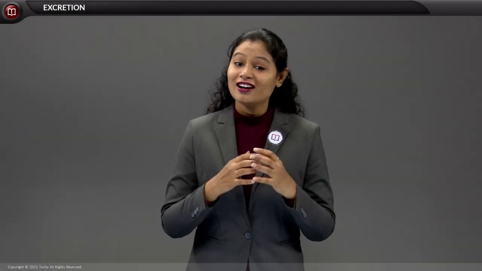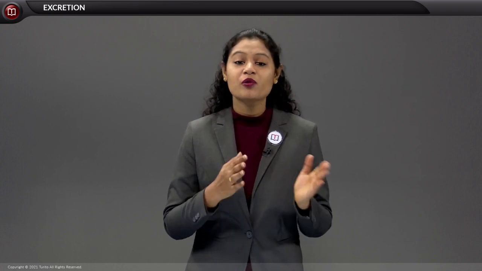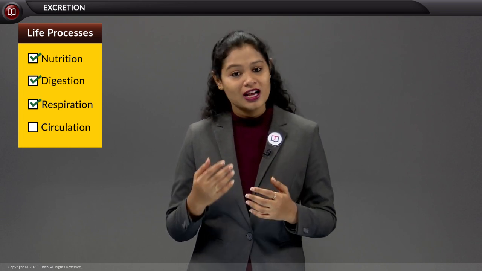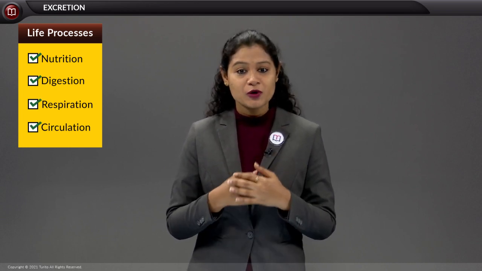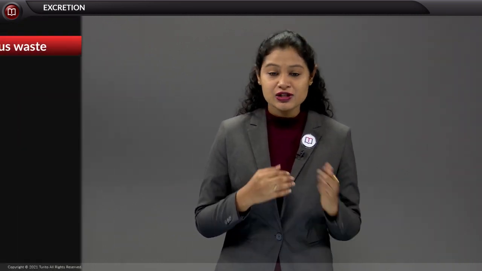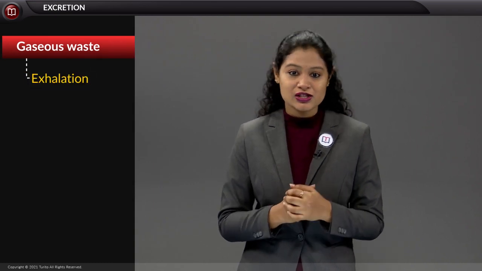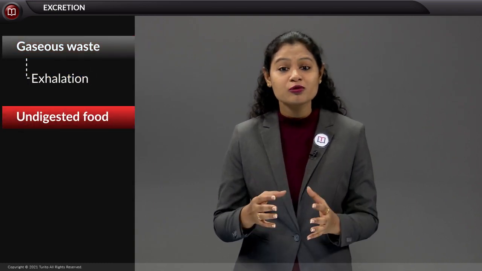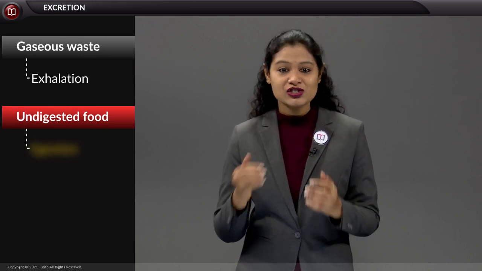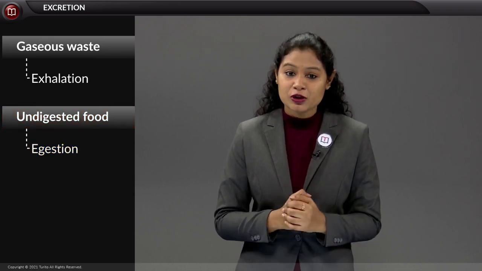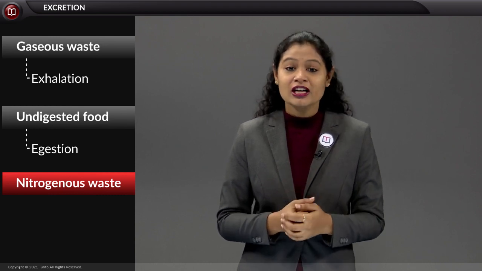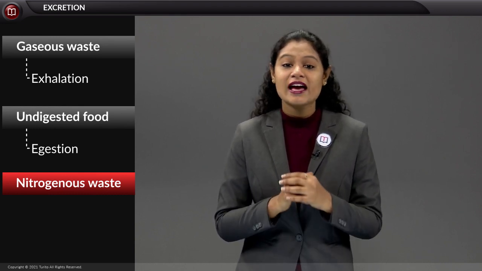Hello students! Earlier in this chapter, we understood about various life processes like nutrition, digestion, respiration and circulation. When we studied all these processes, we understood that there is some kind of waste which is produced in the body, like gaseous waste, which is eliminated by exhalation. We have undigested food or unwanted food which has to be eliminated, and this is eliminated by the egestion process. Similarly, we have production of metabolic and nitrogenous waste which has to be eliminated from the body. For this, we have a process called excretion.